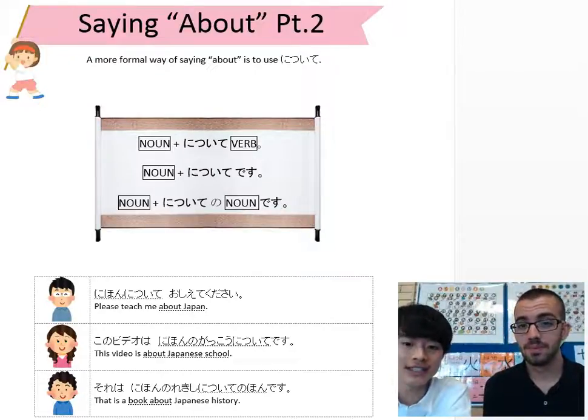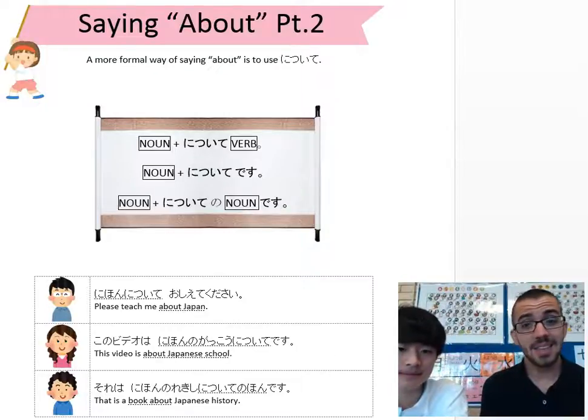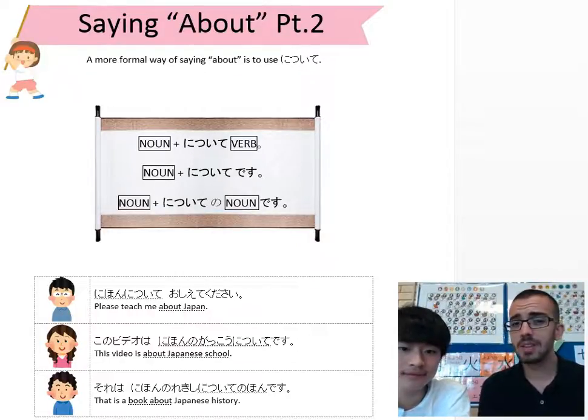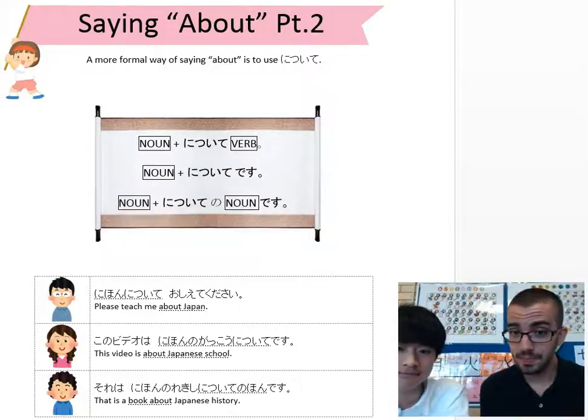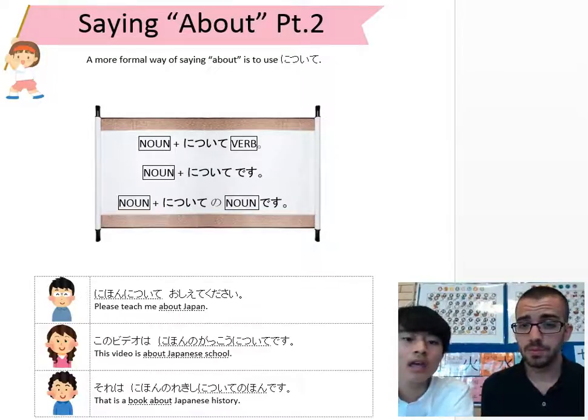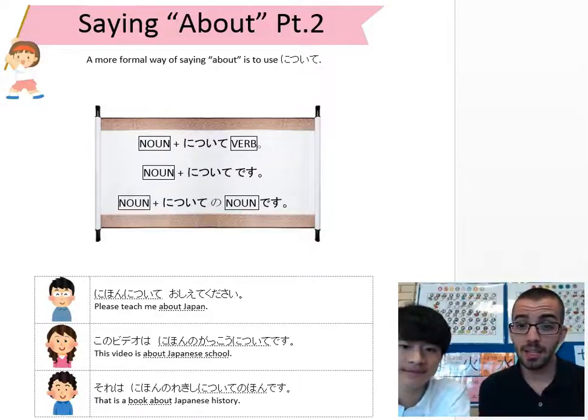日本について教えてください。 So what you have here is again noun followed by nitsuite. So nihon nitsuite, about Japan. And you're free to use anything after that really. So please teach me about. 教えてください. This next example. This video is about Japanese school. このビデオは日本の学校についてです。 So this is a way of actually being able to finish the sentence with nitsuite.